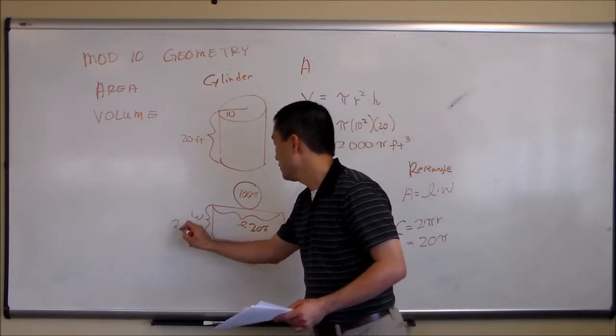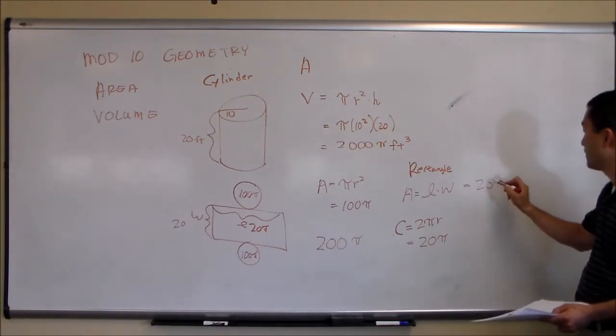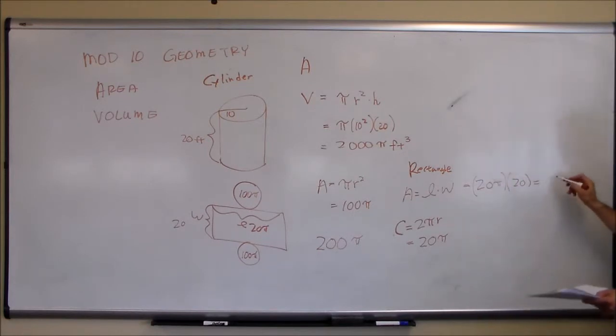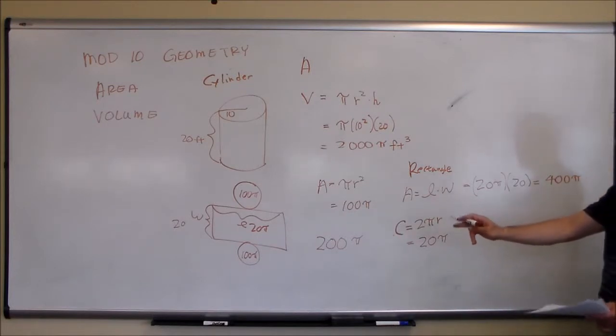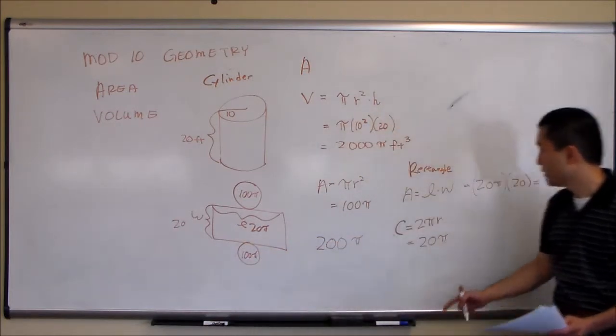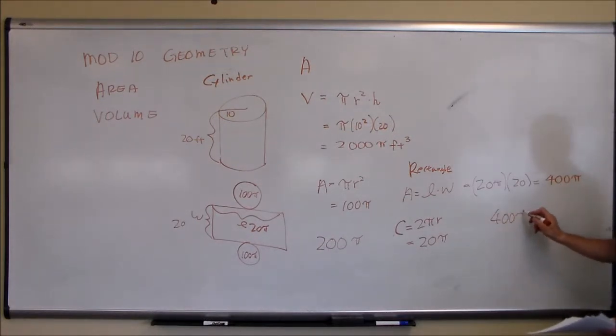The width is 20. So this will be 20 pi times the width 20, 400 pi. Not quite done yet because that was just the side. So be sure to add the top and the bottom circles, which we had to be here. So 400 pi plus 200 pi is going to be 600 pi.